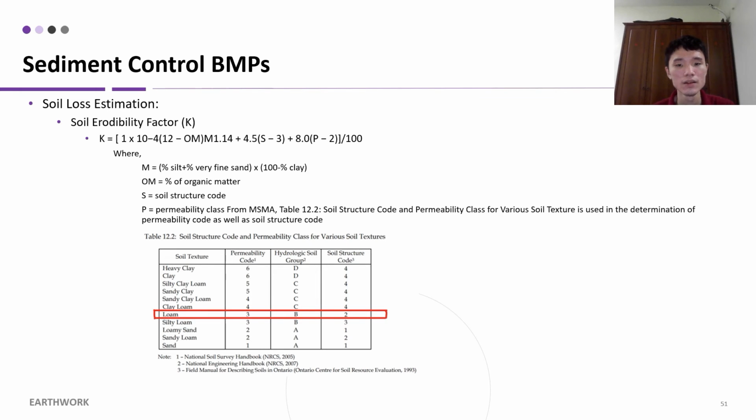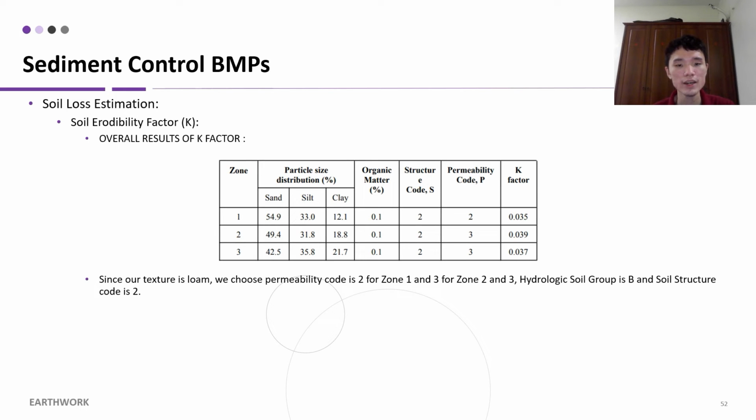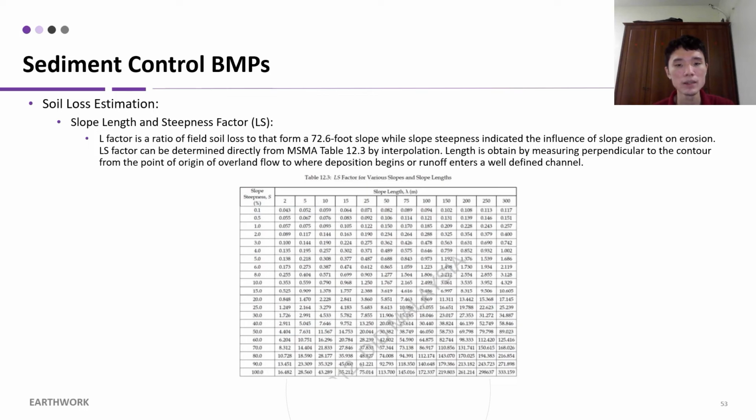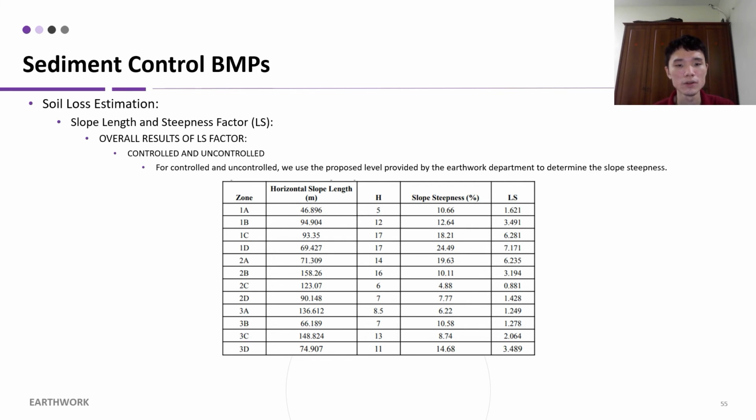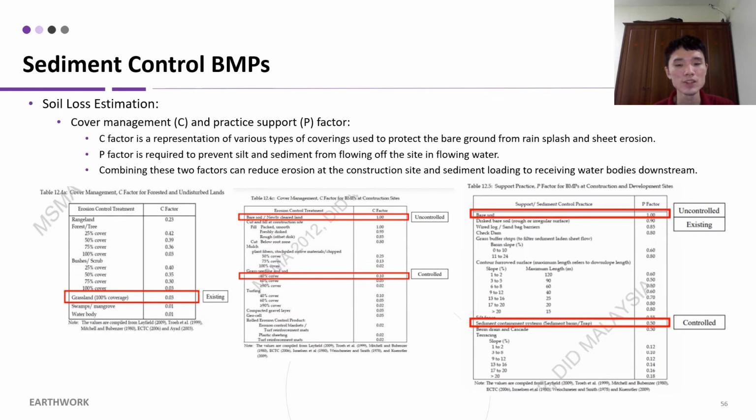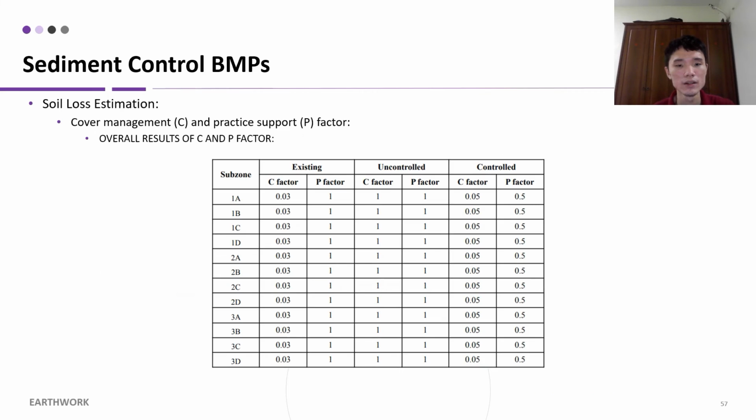The equation of soil erodibility factor is shown here. K factor is calculated for each zone. LS factor can be determined directly from MASMA table 12.3 by interpolation. Slope length and steepness factor of each zone is obtained by directly observing the contour map for existing, controlled, and uncontrolled. The values of C and P are obtained from the following table. This is the overall result of C and P factor for each subzone for existing, uncontrolled, and controlled.